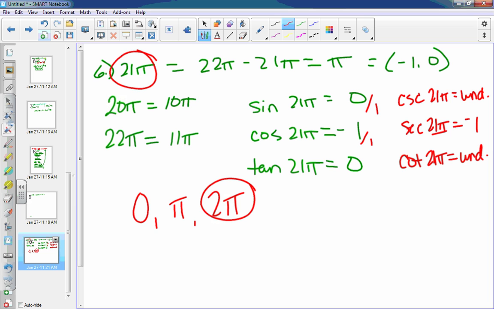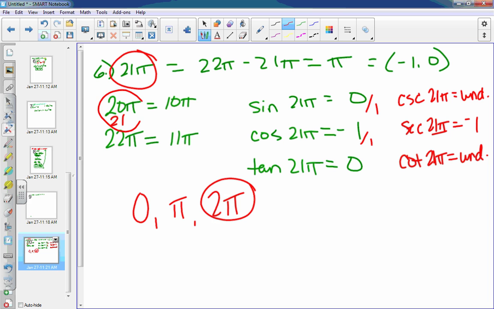Do you understand that this was 0 degrees? This is going to be pi. This is going to be 2 pi. Because 21 falls right here. You with me? I needed it to be between 0 and 2 pi.